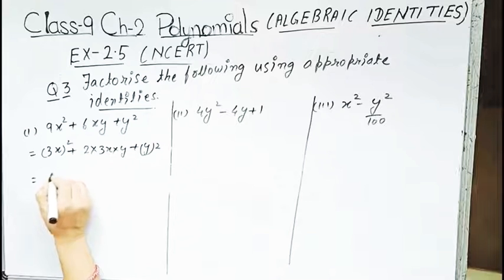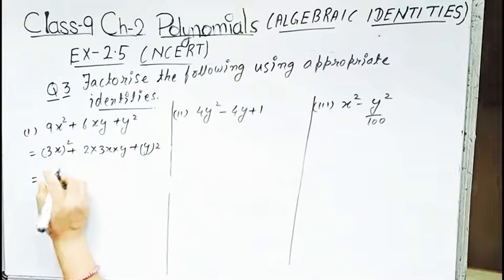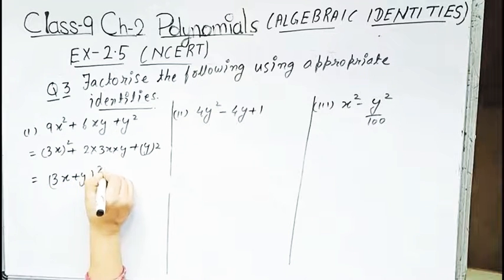So this equals a square plus 2ab plus b square. So this I can write as (a plus b) whole square. So this becomes (3x plus y) whole square.